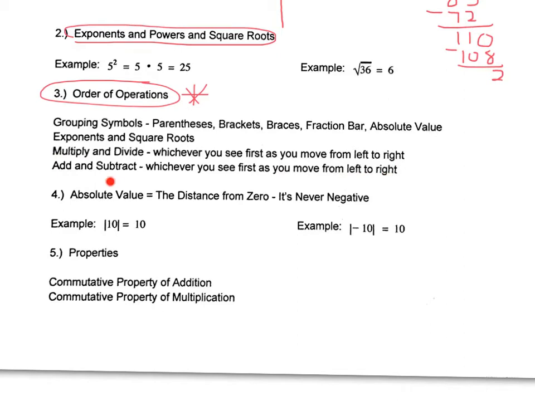Next, absolute value. It's the distance from 0. So when you're asked what is the absolute value of 10, the absolute value of 10 means how far away from 0 you are. You're 10 steps away.